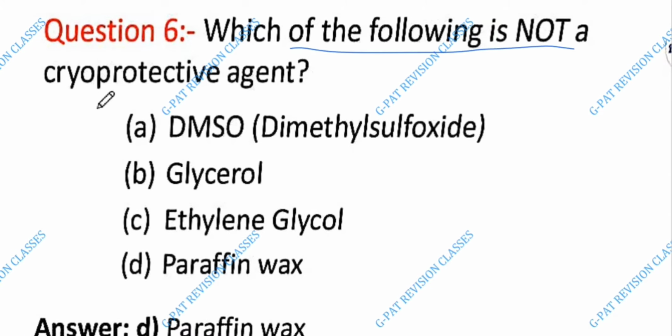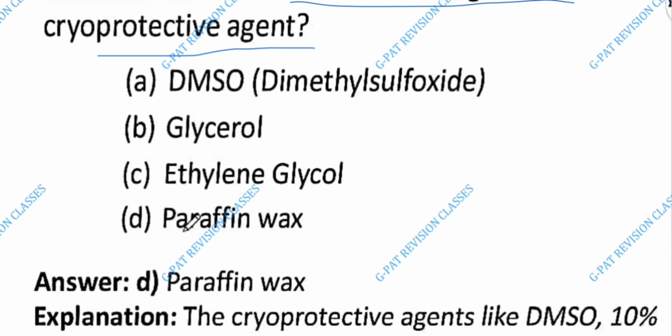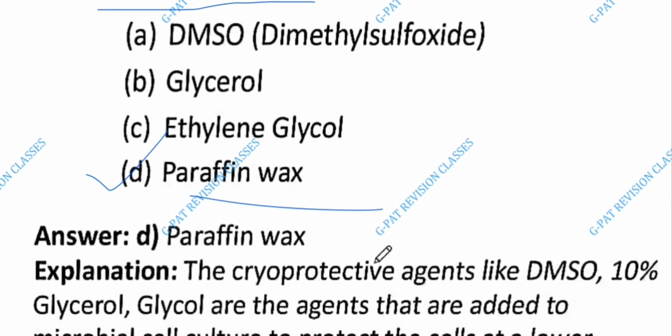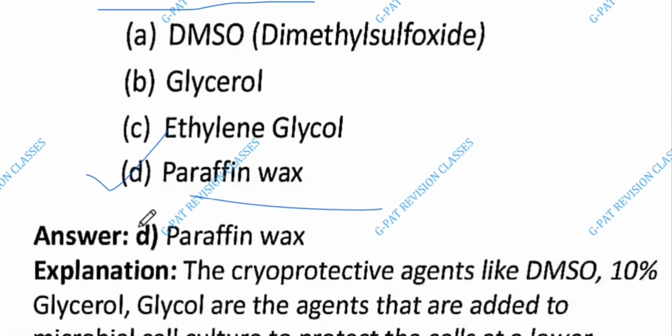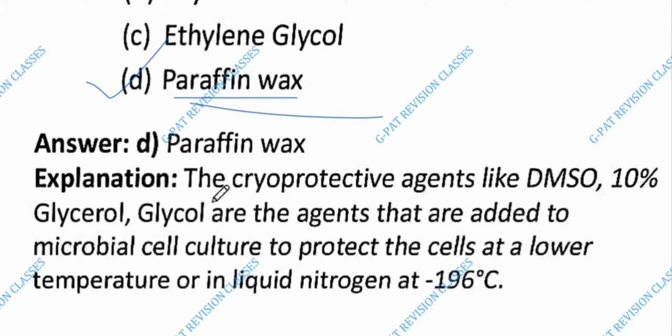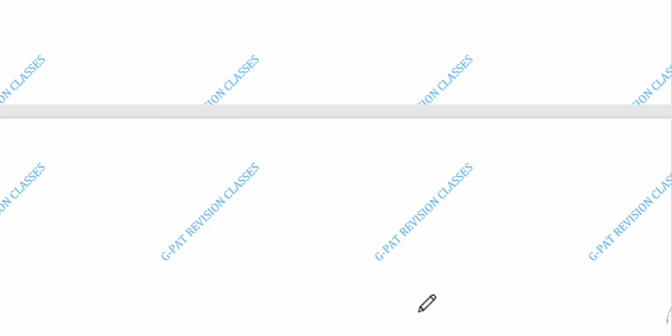Next is sixth question number. Which of the following is not a cryoprotective agent? The answer is D. Paraffin wax. क्या है? नहीं है cryoprotective agent. तो कौन सा नहीं है? Paraffin wax. Explanation is the cryoprotective agents like DMSO, 10% glycerol, glycol are the agents that are added to microbial cell culture to protect the cell at a lower temperature in liquid nitrogen at minus 196 degrees Celsius.